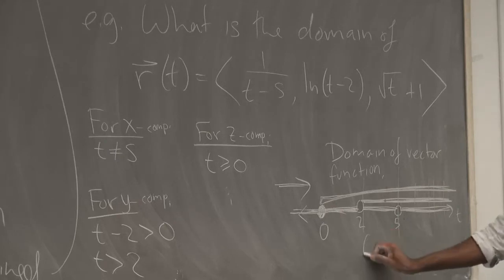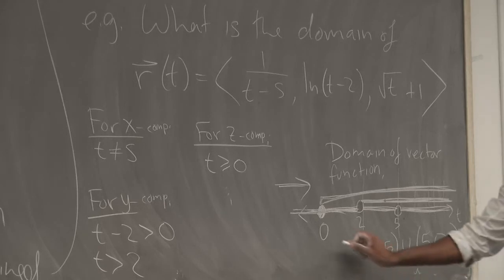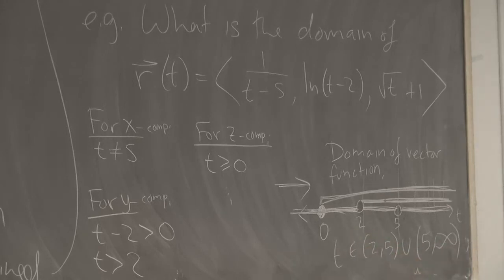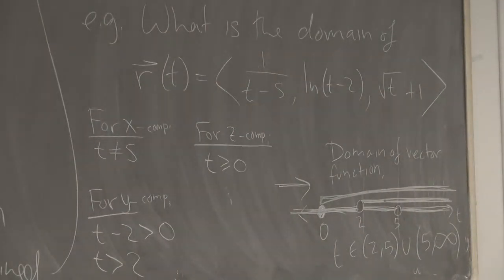So I can see here between 2 and 5, open brackets, and then from 5 to infinity. That would be the domain. So t would be in one of those sets. Between 2 and 5 strictly, or strictly greater than 5, and this function will work. All other parameters are illegal. Because we're still doing real calculus, not complex calculus.